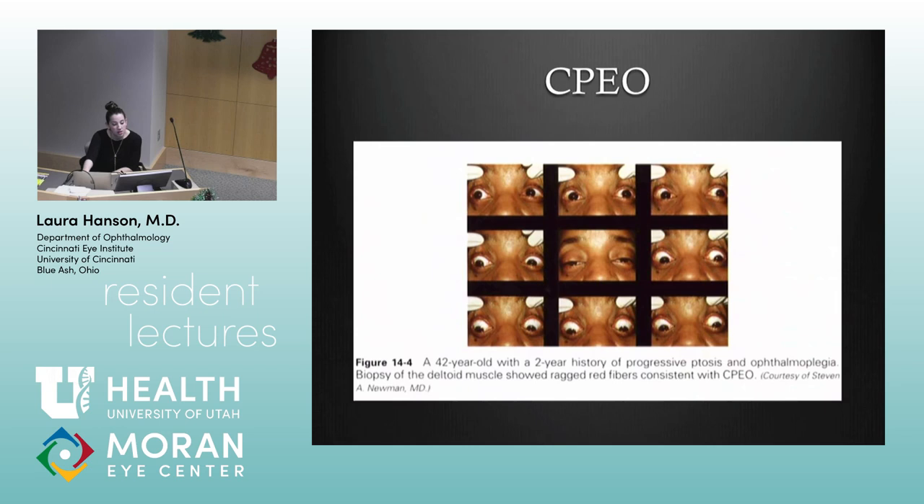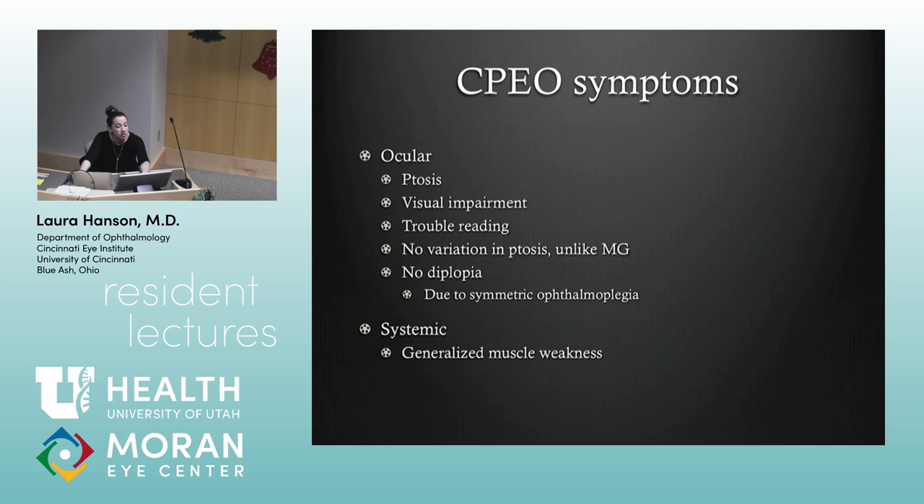So this is the picture, a diagram showing representative findings. So this is what it looks like. Ptosis, they usually have a little bit of a chin up position, and they're going to have symmetric ophthalmoplegia to varying degrees. So because of that, they're usually not diplopic, but they do have a hard time reading, and they're bothered by the ptosis. That's usually about it in terms of the visual complaints. They're not usually that bothered by the lack of eye movement. And then some people have generalized proximal muscle weakness.